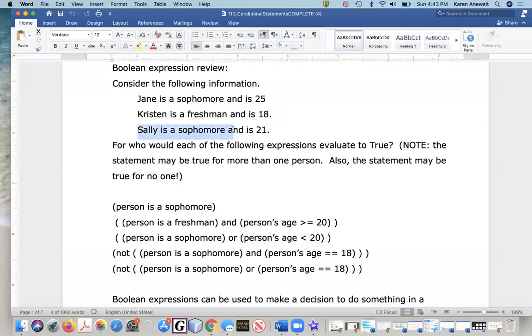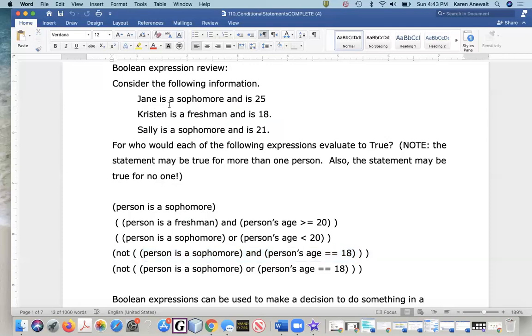Finally, if we evaluated it with Sally, it would be true because she's a sophomore, so she satisfies the first part of the expression. Let's move on to the fourth example. We're looking for not a person is a sophomore, and the person's age is exactly 18. Remember that this expression is going to be false if the inside expression, the person's a sophomore and exactly 18, is true.